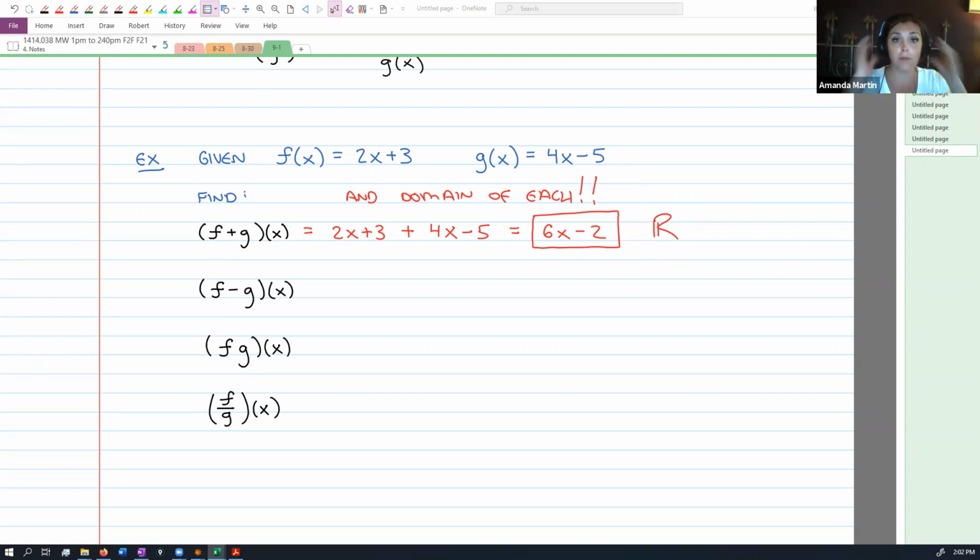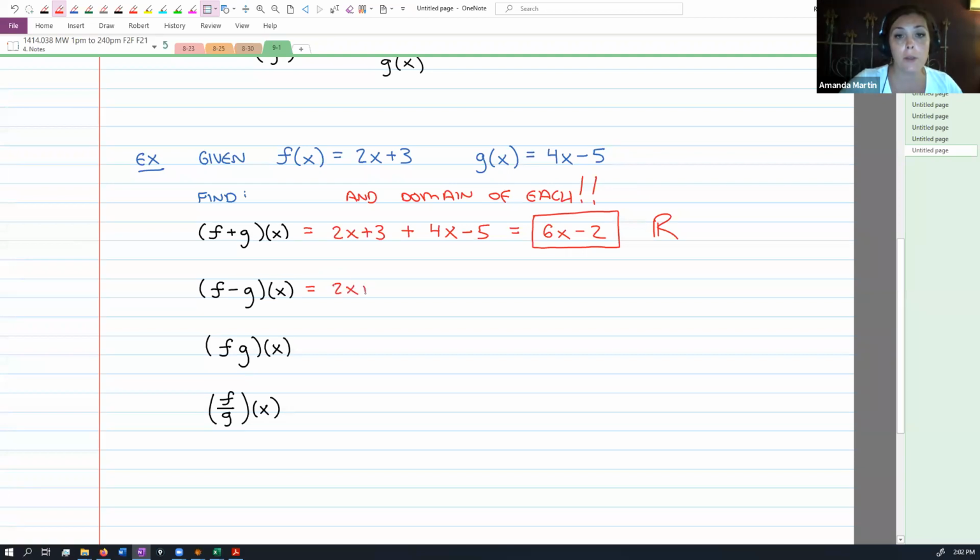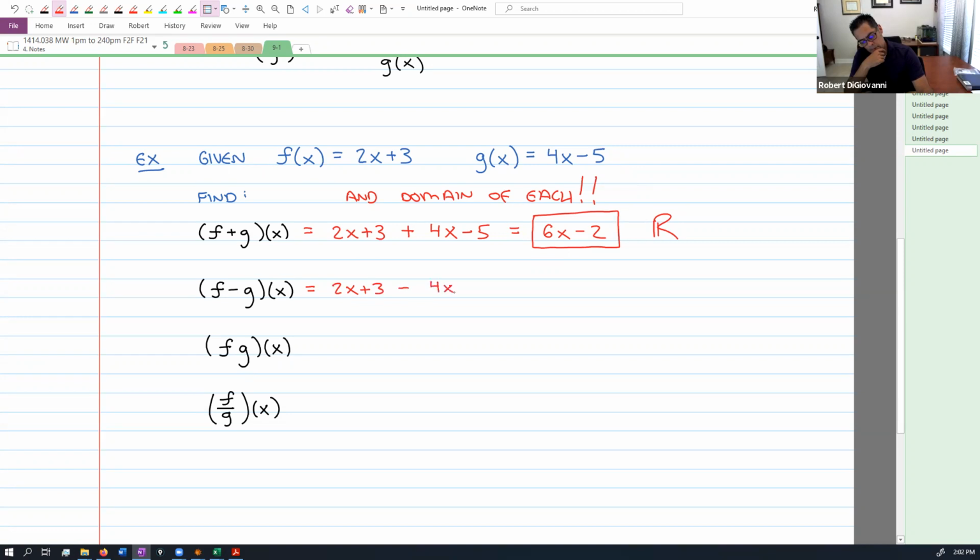How about the next one, f minus g? So tell me what I should write here. Okay, so you're going to take 2x plus 3, minus 4x minus 5. Now with that subtraction, am I going to need to be careful here? Because I'm supposed to be subtracting all of g, right? So this minus here has to affect the entire g function. So we need this in parentheses, understand?